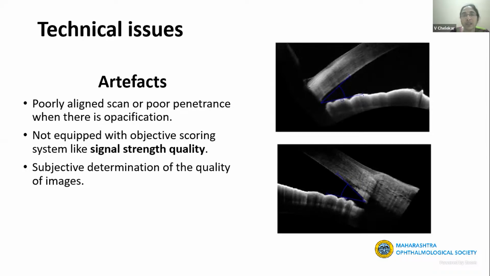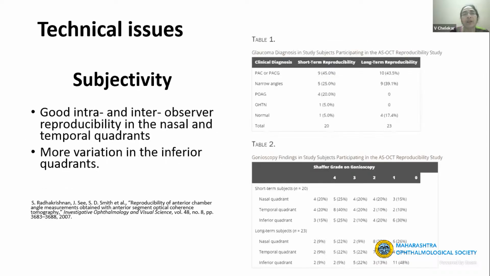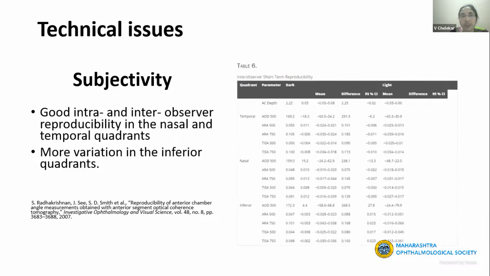The ASOCT is not equipped with an objective scoring system like the signal strength, the way we have it in the posterior segment OCT. And the observer is left to subjectively determine the quality of images. And the quality of images definitely affects the measurements. Regarding subjectivity, there is good intra and inter-observer reproducibility in the nasal and temporal quadrants, but more variation is found in the inferior quadrants.